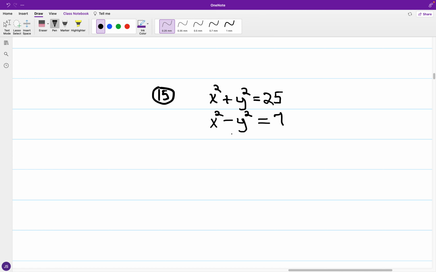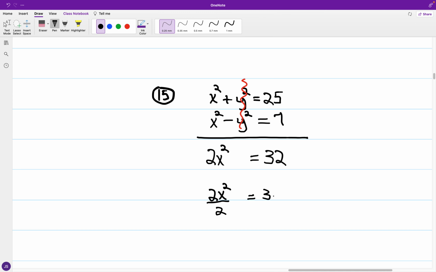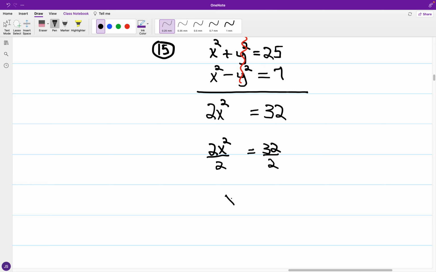Now for this system, we already have additive inverses, once again, positive and negative y squared. So we just go ahead and combine the x squared terms. So we have 2x squared is equal to 25 plus 7, which will be 32. And with division by 2, 2x squared over 2 becomes x squared, and we have x squared is equal to 16.